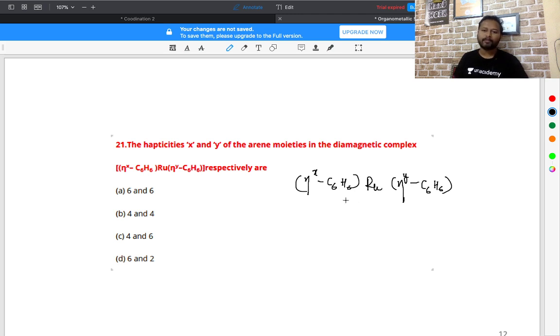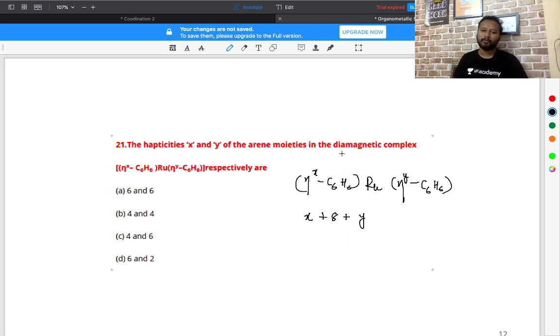Now they are asking what the hapticity is over here. Ruthenium we have done, it belongs to the iron family. So let's say X is the hapticity, plus ruthenium will give you how much? It will give you 8 electrons, plus Y. That's what you will get.